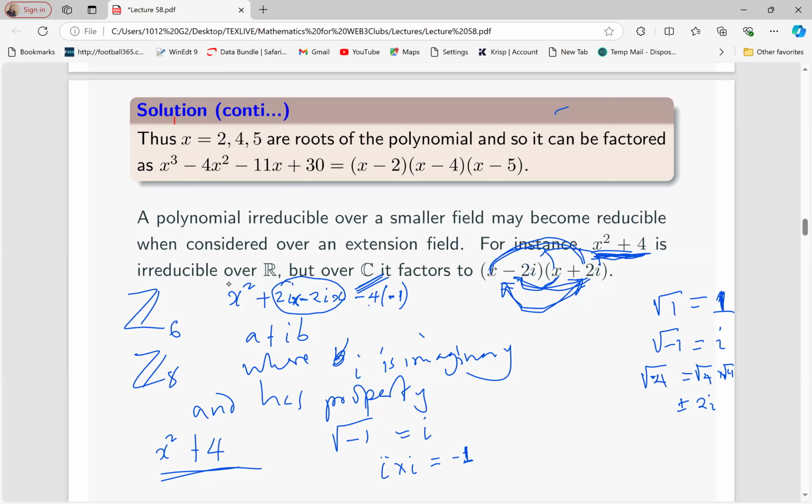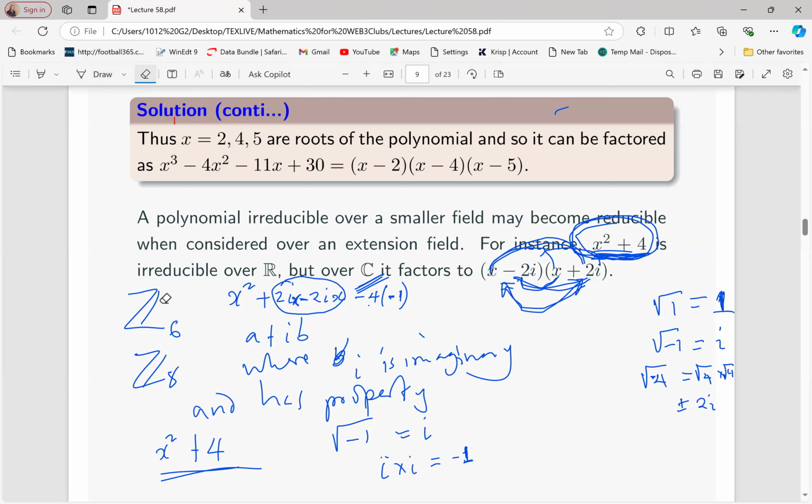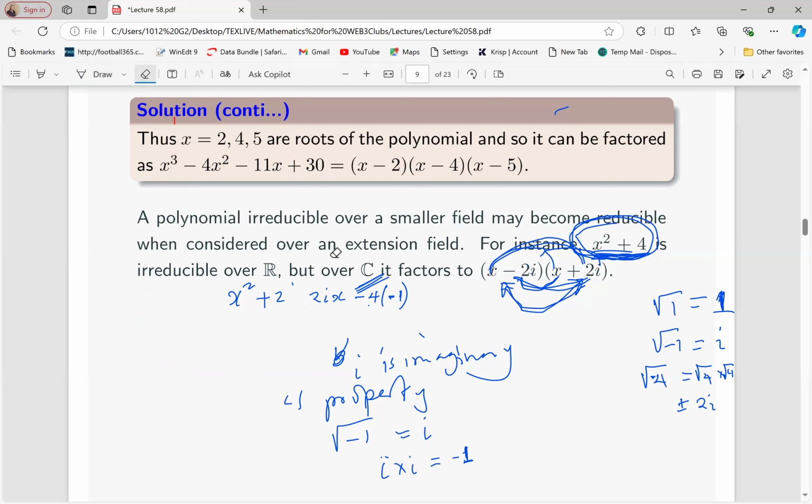What I am emphasizing here is that while we cannot factorize this under the real numbers, we can factorize it in another field, for instance the complex numbers. It can be factorized in some fields but not in others. That is the point.